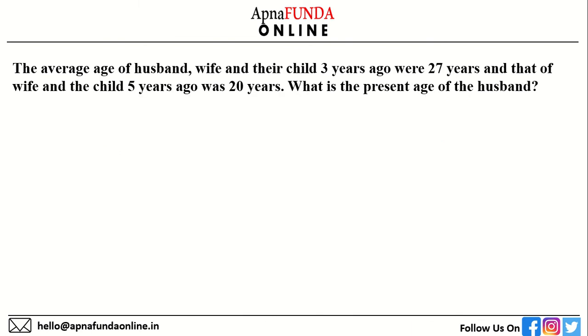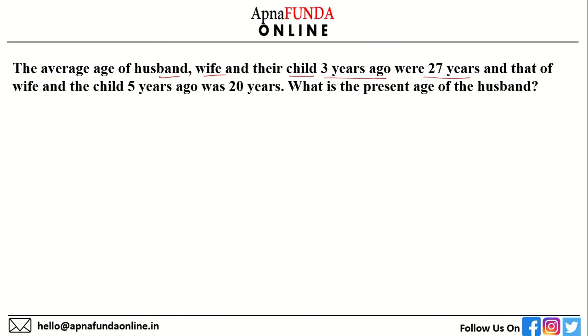Next question. The average age of husband, wife, and their child 3 years ago was 27 years, and that of wife and the child 5 years ago was 20 years. What is the present age of the husband?